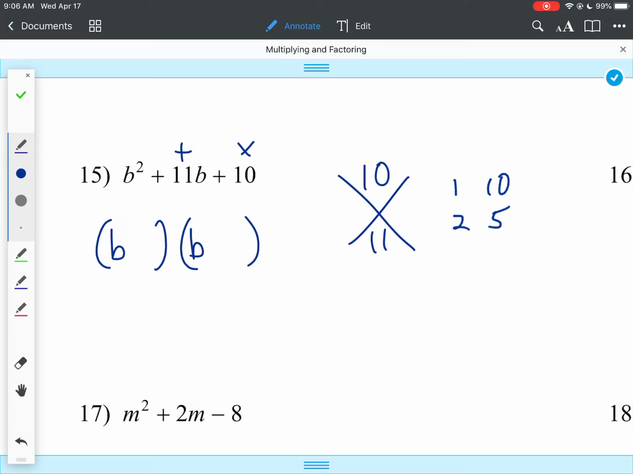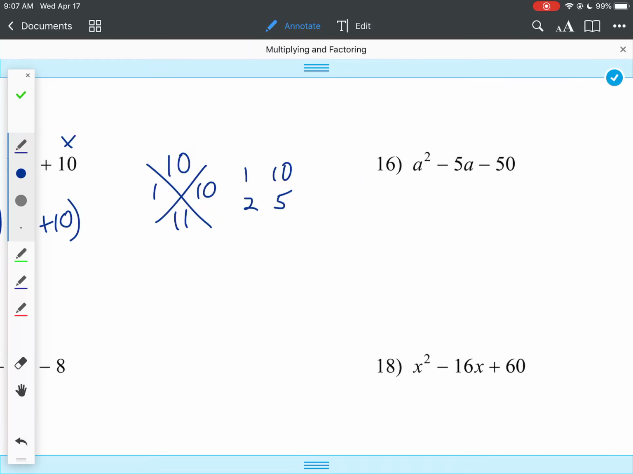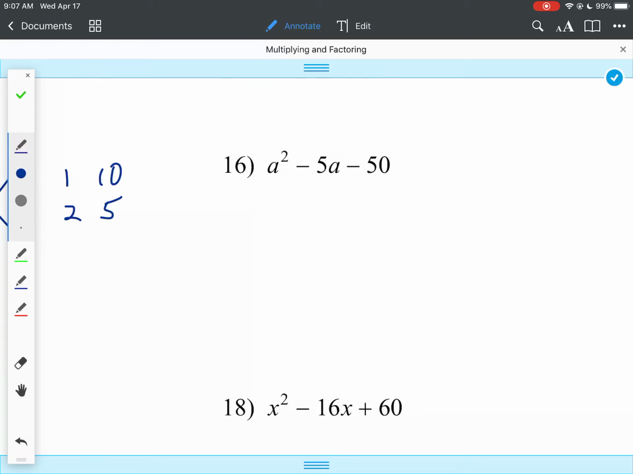So because they're both positive numbers, the 10 and the 11, both of your factors will be positive. So start with the first one. 1 plus 10. That actually works. So 1 and 10 are our answers. So you got plus 1 and plus 10. And you're done. Okay? Let's do number 16. One more. Okay?